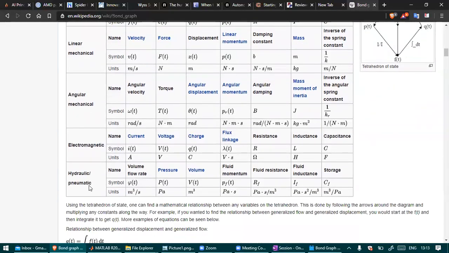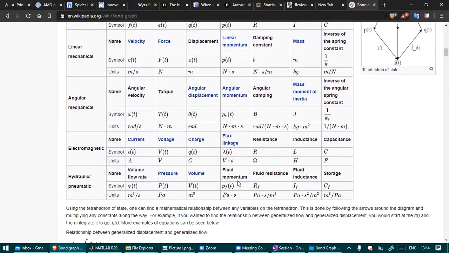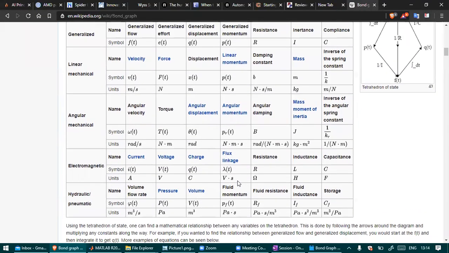The same for electromechanical, for hydraulic and pneumatic systems, the velocity becomes flow rate, force becomes pressure, displacement is the volume, and the generalized momentum is fluid momentum. So you see, in different domains, we have different names, but the same concept.